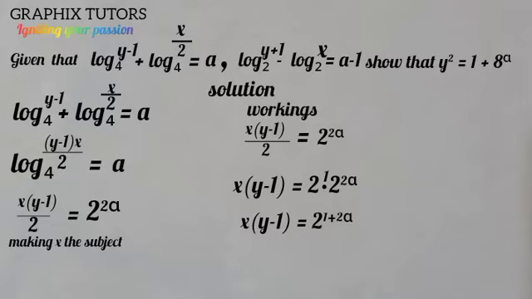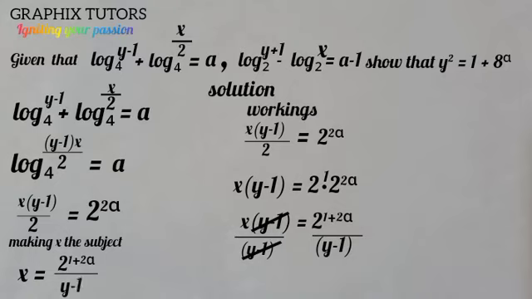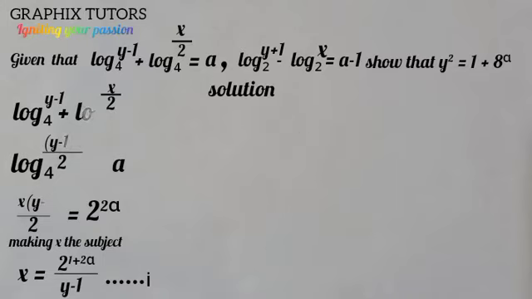Now, if I divide both sides by (y minus 1), I'll be having x equals to what? Because the (y minus 1) will cancel (y minus 1), I'll be left with x equals 2 raised to the power 1 plus 2a over (y minus 1). So that is what we are having here. So I'll just standardize my x. Let's call it equation 1.